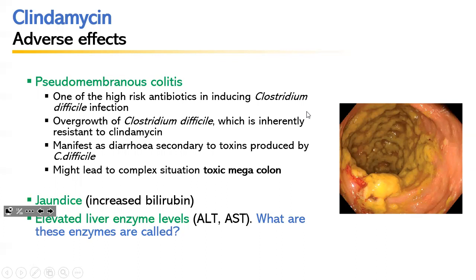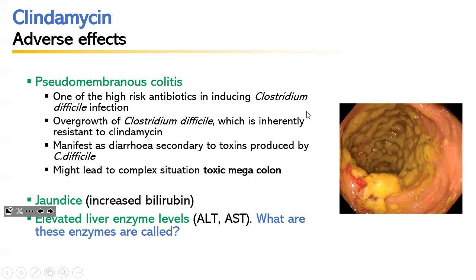So always apply caution when you are going to prescribe clindamycin for a patient. Other suspected complications include the development of jaundice, because this medication accumulates in the liver, so it might increase the bilirubin and the alkaline phosphatase. It might also increase the ALT and AST, in the form of steatosis.